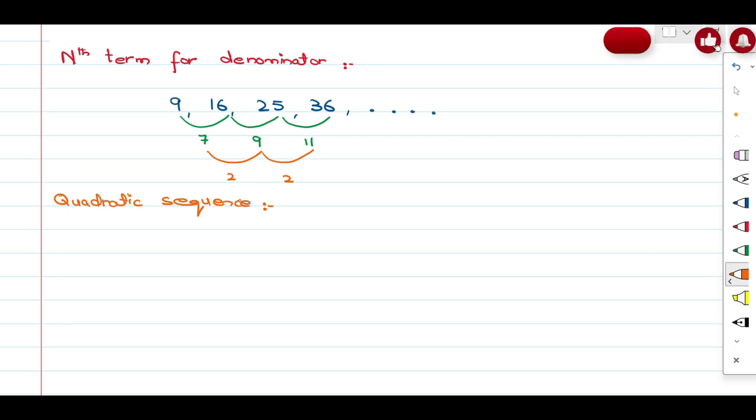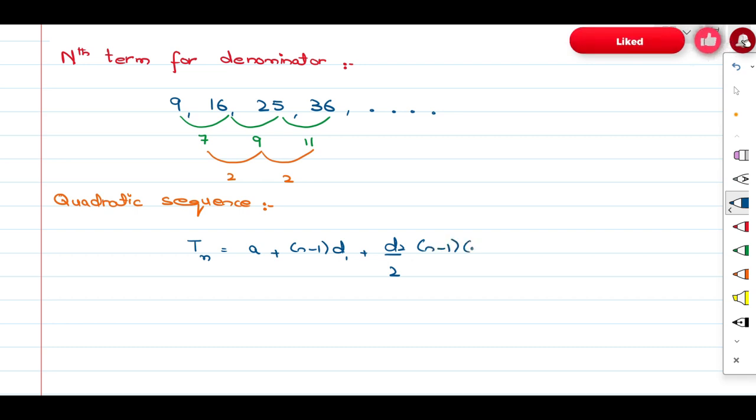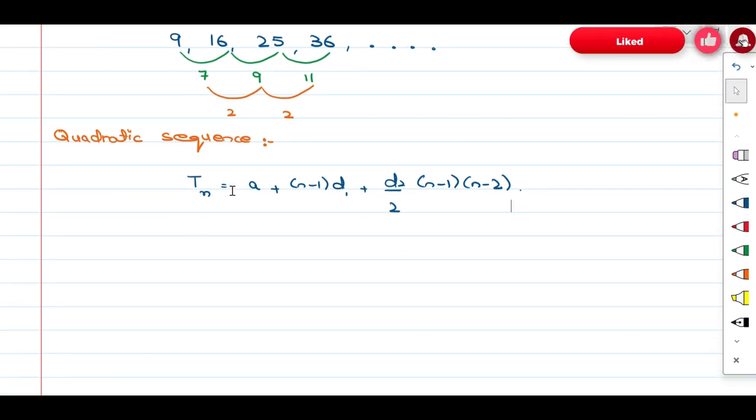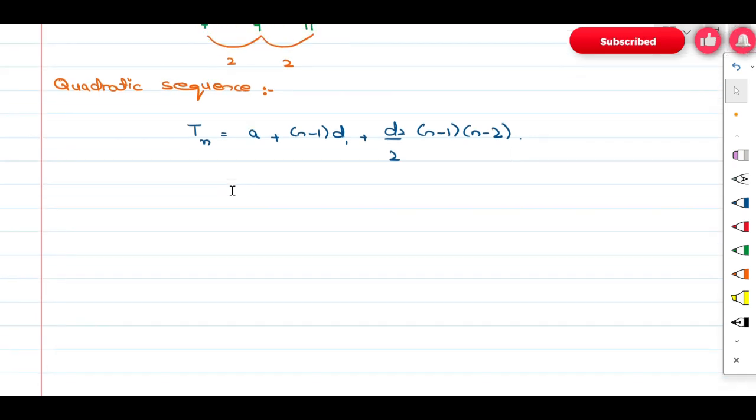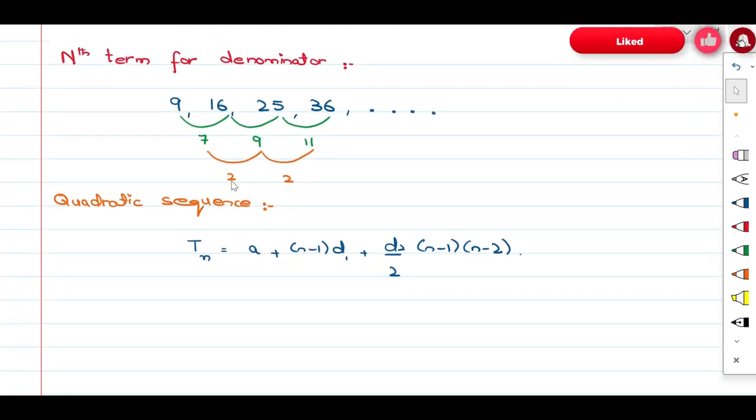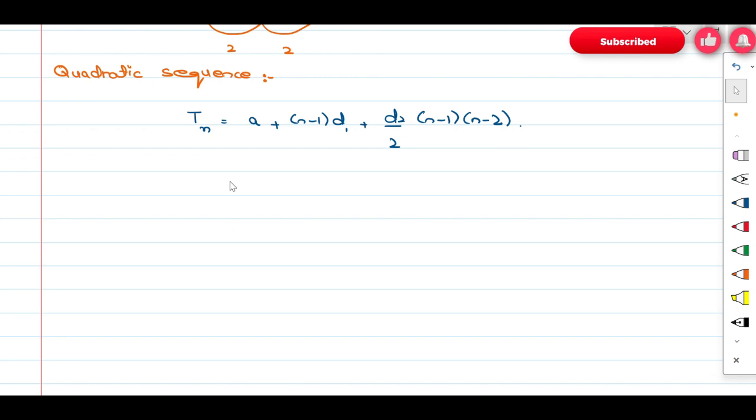How do we figure out the nth term for the quadratic sequence? So now let me write down the formula for the nth term of the quadratic sequence. Tn is equal to a plus (n minus 1) times d1 plus d2 divided by 2 times (n minus 1)(n minus 2). So this is the nth term formula for the quadratic sequence. Whenever the difference of differences of a sequence is the same, or whenever the second difference is constant, that is a quadratic sequence, right?